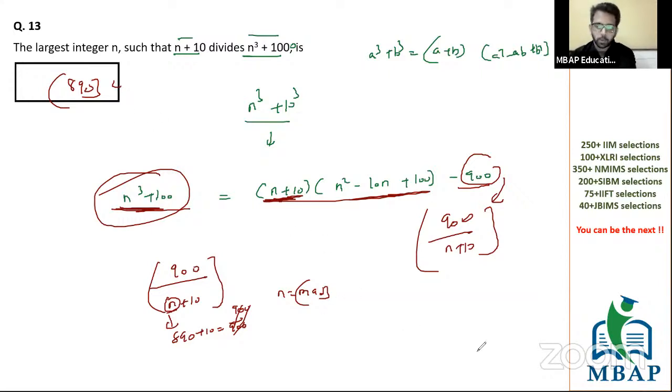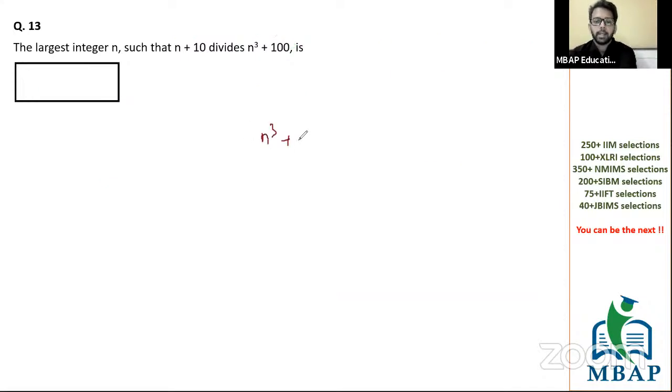The only thing that you had to do here was make n cube plus 10 cube into n cube plus 1000, right? This value is going to give you n plus 10, n squared minus 10n plus 100, right? But this is the value of n cube plus 1000. I want n cube plus 100. So how much do I have to remove? I have to remove 900 to make it n cube plus 100. That's the only change that I've made, nothing else.